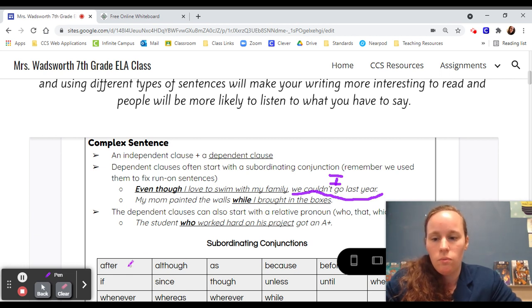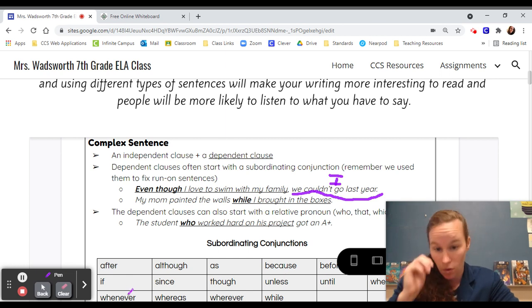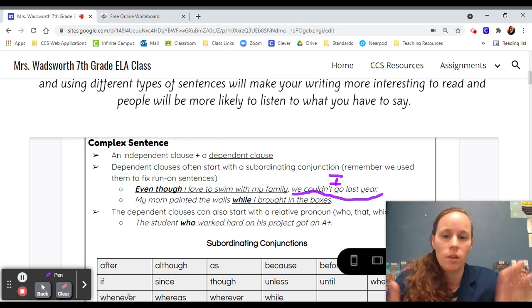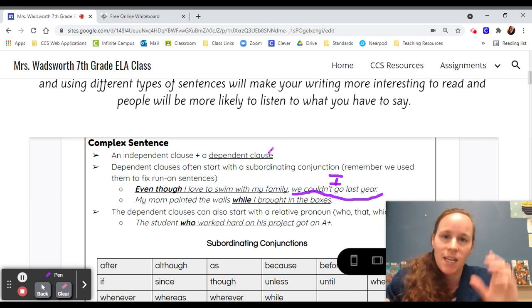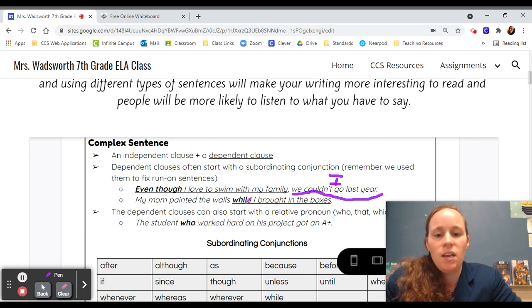So although, after, as, because, before, if, since, though, unless, until, whenever, whereas, wherever, while. Those are all examples. Here's another sentence. My mom painted the walls while I brought in the boxes. So your independent clause is my mom painted the walls. It would make sense. You could have a period there. While I brought in the boxes, that's your dependent clause. It doesn't make sense if it's left on its own. And you'll see the subordinating conjunction here, while.